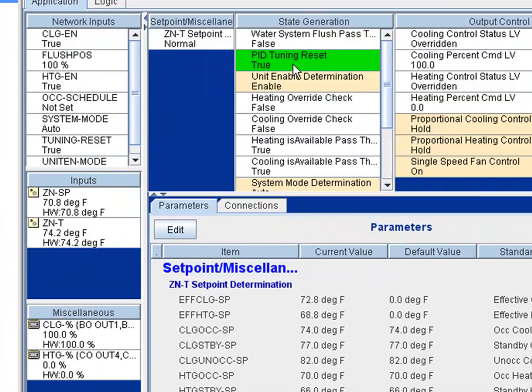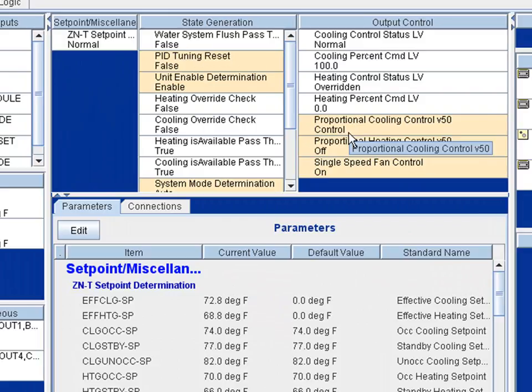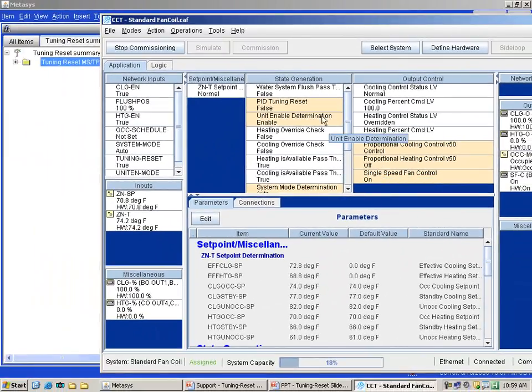And you can also see then that the PID tuning reset went true and proportional cooling and heating are in hold state. Now keep in mind that the display refreshes every 20 seconds, so we may not see exactly what's happening in the controller. There we go. And now I'm finished. Cooling control went back to control, heating went back to off. The state generator went to off or it went to false.